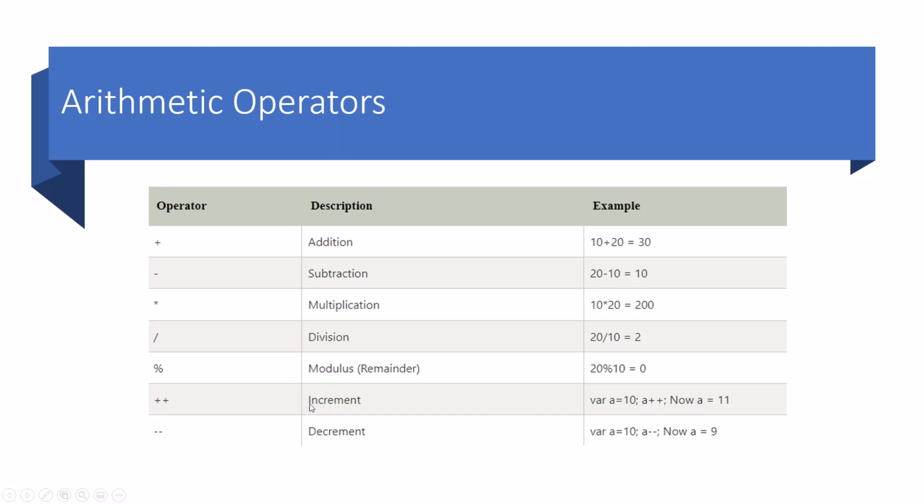And here plus plus is the increment operator. We have variable a equal to 10, and if we do a plus plus, we are using this operator with a, so now a will be plus 1, 10 plus 1. Same for the decrement, a minus minus means a minus 1 is equal to 9. So these are the different arithmetic operators we have in JavaScript.